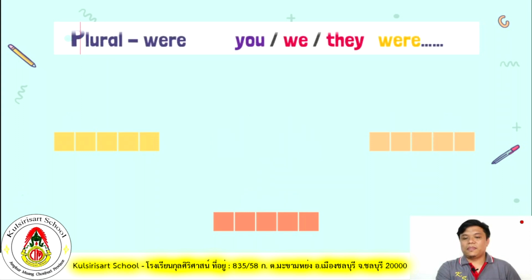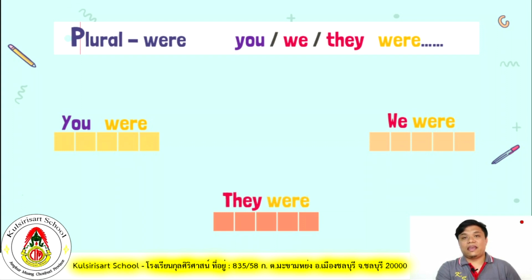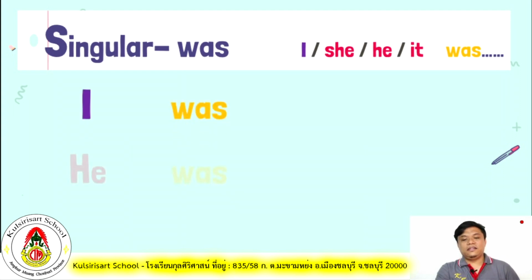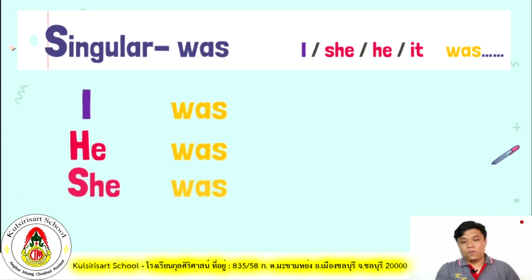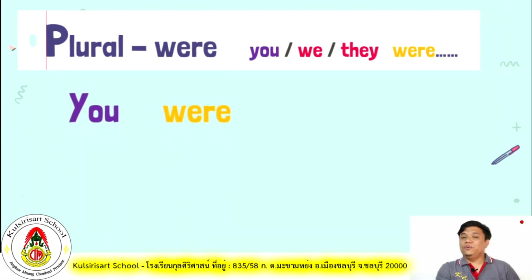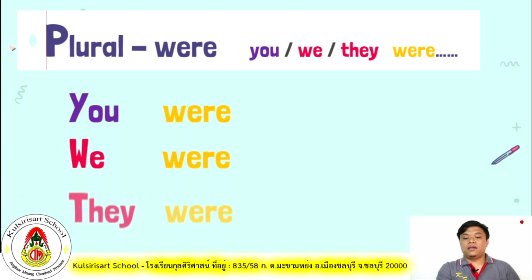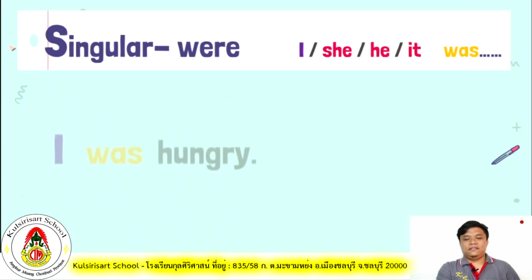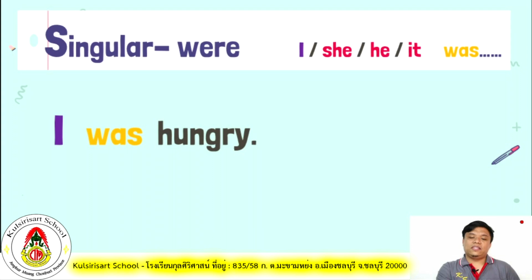Okay, and for plural, were. What are the plural pronouns again? Can you remember? Yes, correct. You, we, and they. Okay, singular: I was, he was, she was, it was. And plural: you were, we were, and they were.